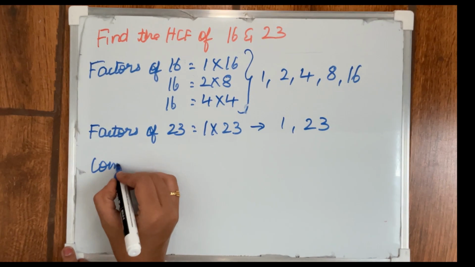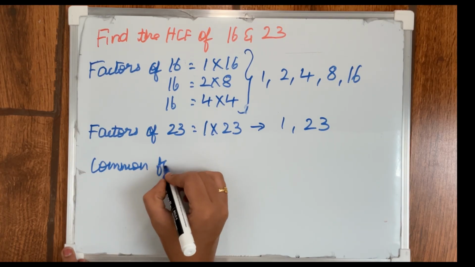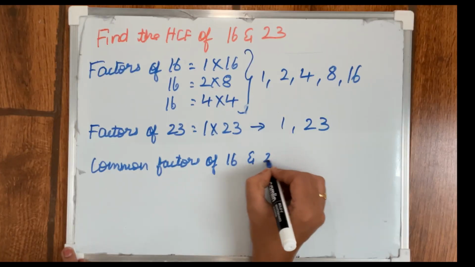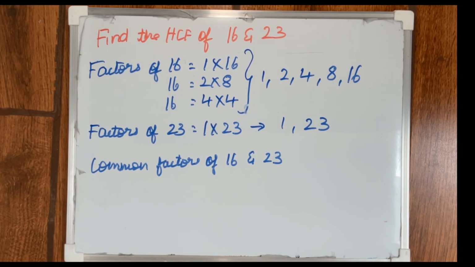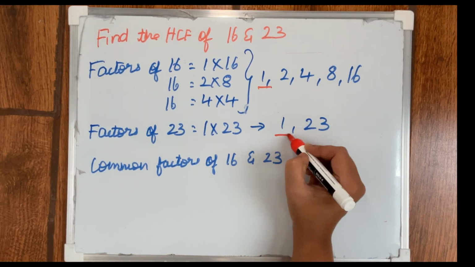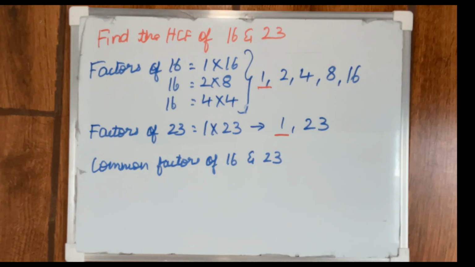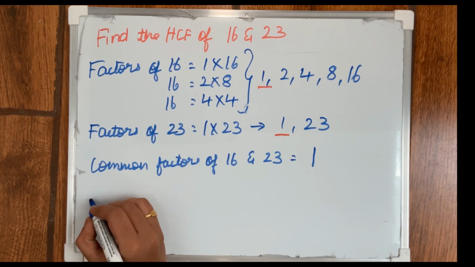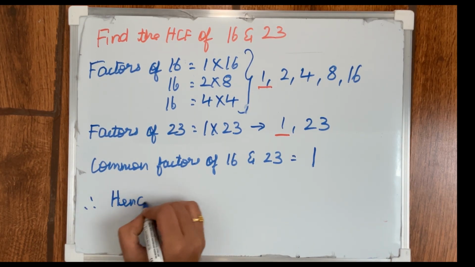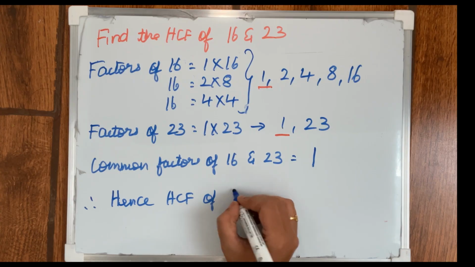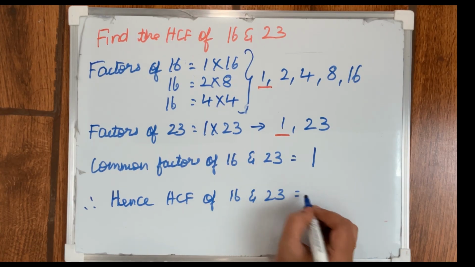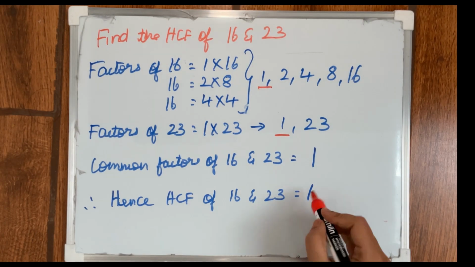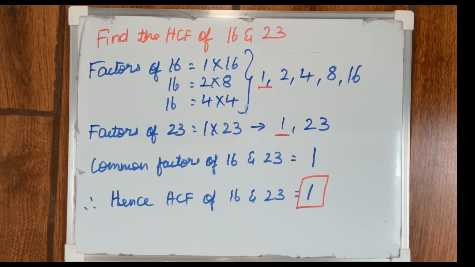Next, we have to find the common factors of 16 and 23. Which are the common factors? Only 1 is the common factor. Hence, the HCF of 16 and 23 will be 1. No other numbers at all. So 1 will be the HCF of 16 and 23.